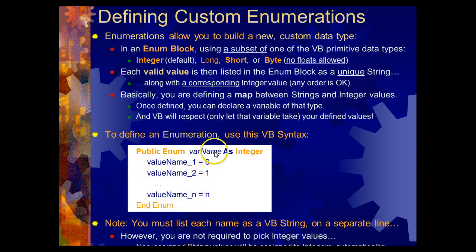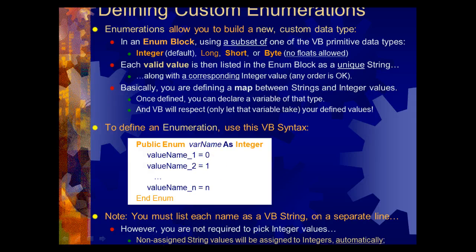To define an enumeration, use this VB syntax. Note, you must list each name as a VB string on a separate line. However, you are not required to pick integer values. And what he means by that is non-assigned string values. If you don't give a value to a particular string, VB will automatically give it an integer value.